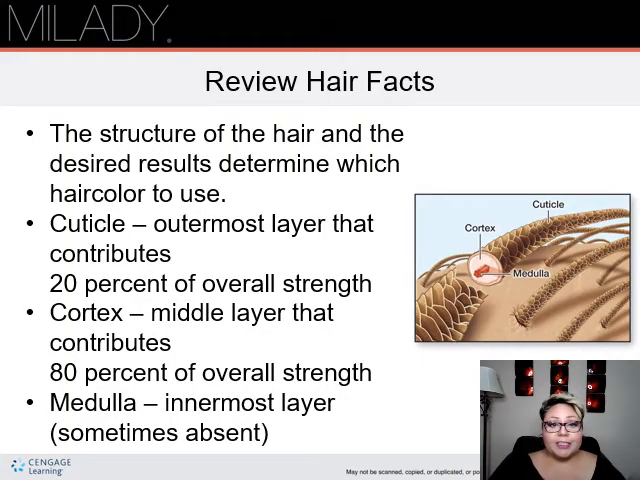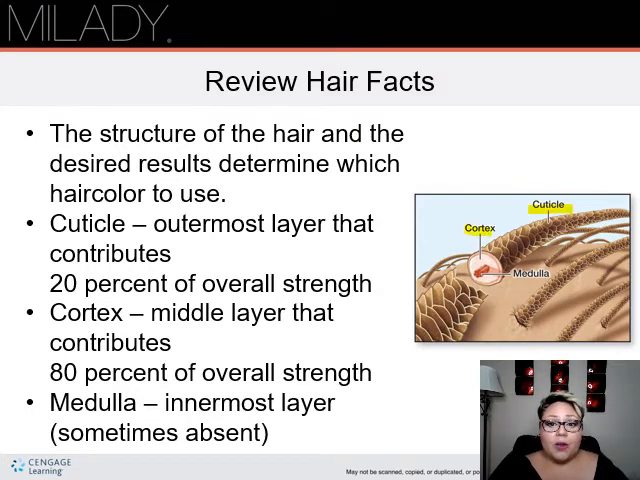As you've learned in previous chapters, we have 2 parts to our hair. We have the hair root and the hair shaft. All coloring process happens only on the hair shaft, not in the hair root. Our hair shaft is composed of 3 parts. We have the cuticle, which is our outermost layer of the hair. It protects our hair from damage. It allows absorption if the cuticle is open, or it prevents absorption if the cuticle is closed.